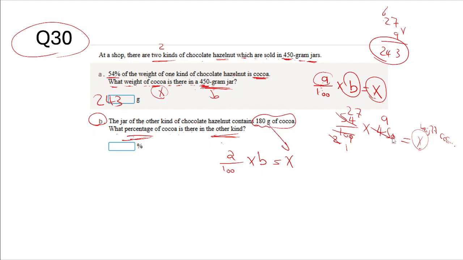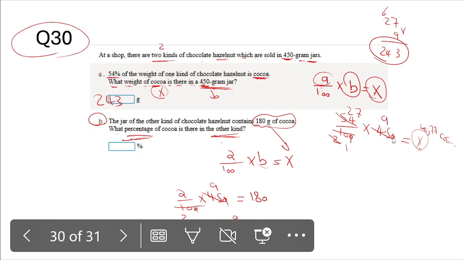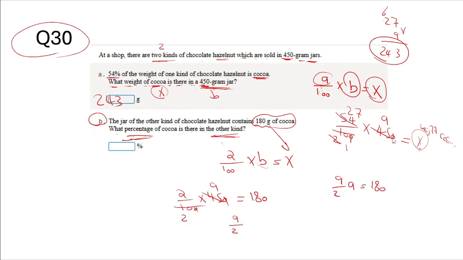So X will be 180, B will be 450. So the equation will be A over 100 multiplied by 450 equal to 180. Okay, so let's simplify this one. This one will go with this one. Over 5 equal 2, over 5 equal 9. So that means it will be 9A over 2, and 9A over 2 will equal 180.